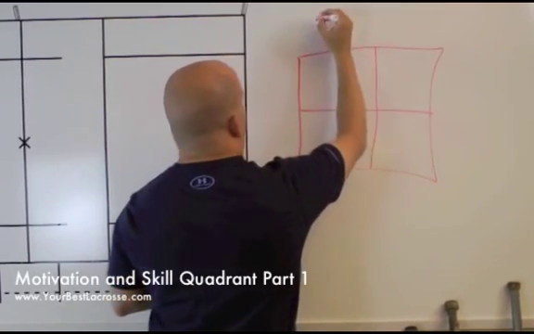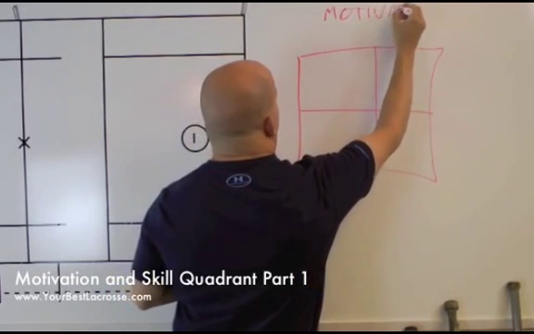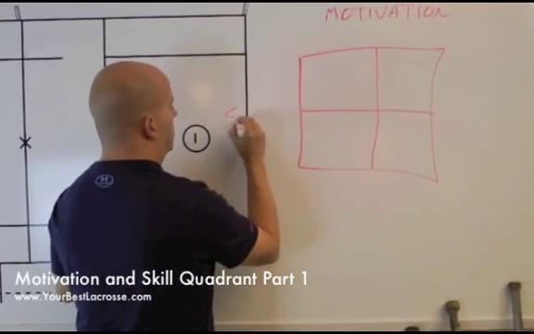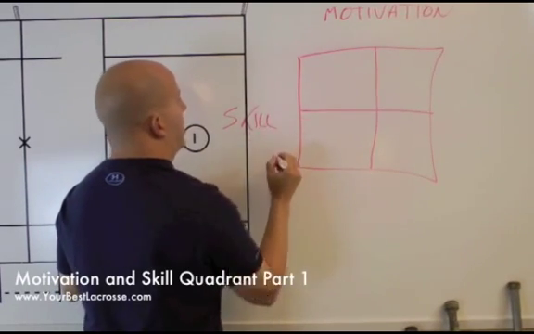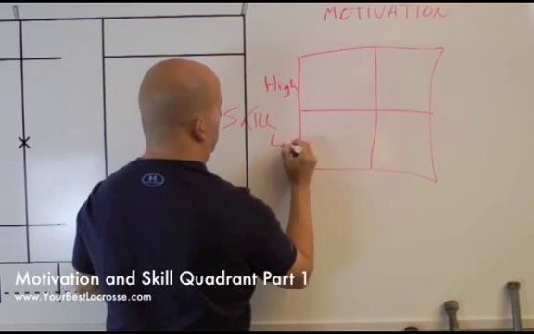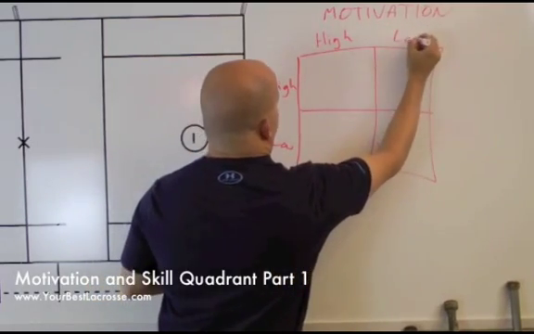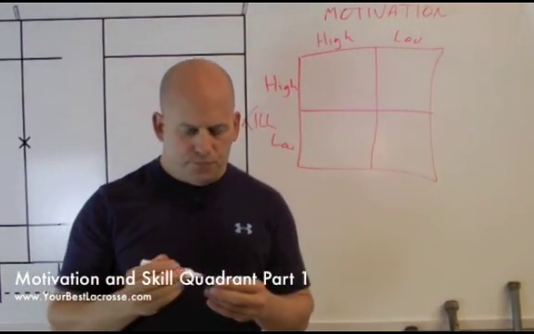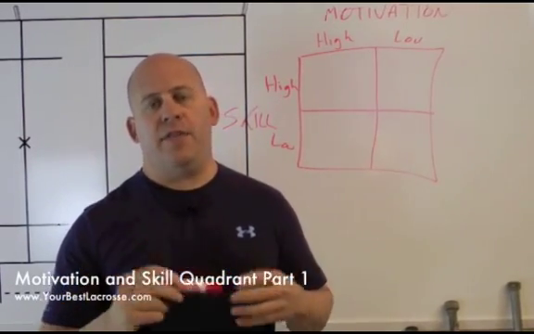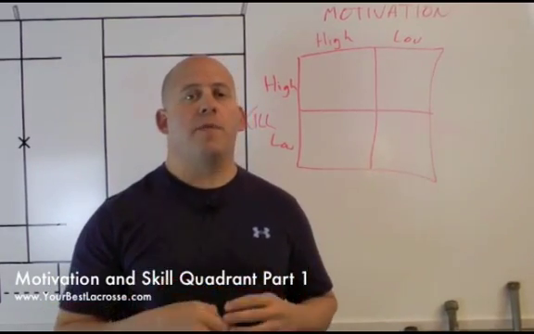All right, and on the top we would have motivation. And then over here we have skill. All right, and within each we have high skill and low skill, and high motivation and low motivation. Okay, so I did this up for our parents this year, and I've talked to athletes in the past about this, because when you're putting together a program, it's really nice.